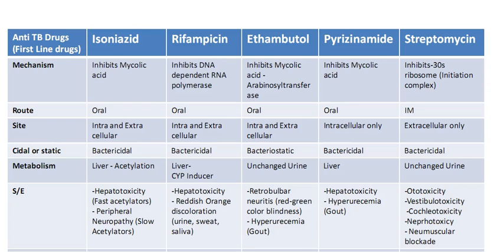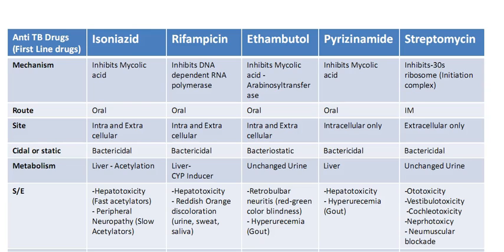The important side effect associated with ethambutol is retrobulbar neuritis. So it is known to cause retrobulbar neuritis, and thereby it can lead to red-green color blindness. And that's why with patients who are on ethambutol, we have to be very careful, and if they experience any difficulty differentiating red and green colors, then they need to report it to the physician.